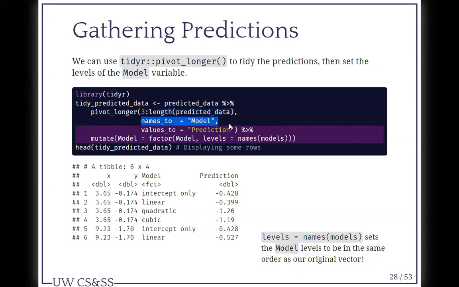Our names are going to be models. Our values are going to be the prediction of the y variable. And then we're going to mutate model equals factor model with the levels equal to the names of our original vector. This is just so that it looks nice in the plot. And now we have this wonderful tall data set where our models are here. We get 4 X and Y values, one for each of the models. And then we have predictions based on these X values, or just the Y values in case of the intercept only model.